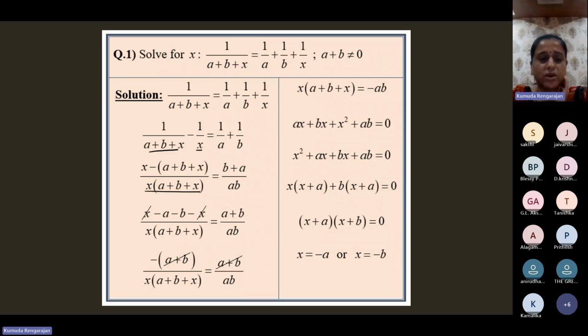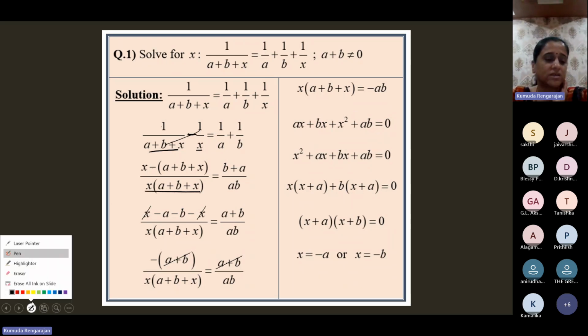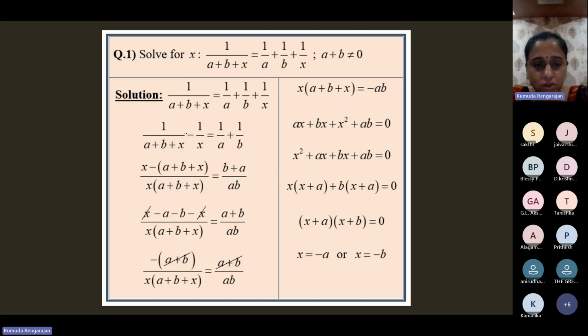Then it's like cross multiplying: 1 into x, then this minus sign, and then 1 into this one, a plus b plus x. But make sure you write this in a bracket because there's a minus sign outside. That minus should be applied to every term here. So put this in a bracket.